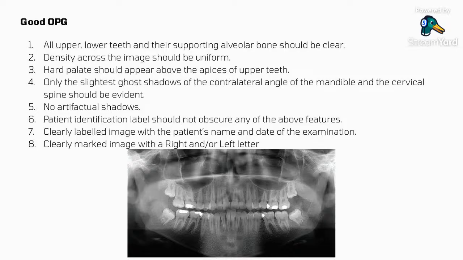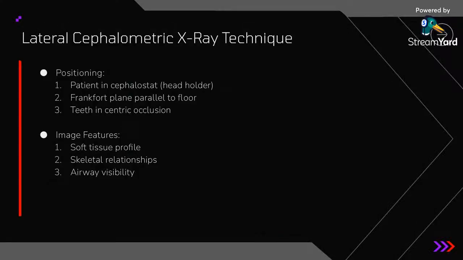Now I will briefly go through the lateral cephalogram. Okay, let's see. This is the bird's eye view of the lateral cephalogram. The position is with the cephalostat, the head holder, that goes into the ear canal, the external auditory meatus, then the Frankfurt plane parallel to the floor, teeth in centric occlusion. The image features will be soft tissue profile, skeletal relationship, and airway visibility.